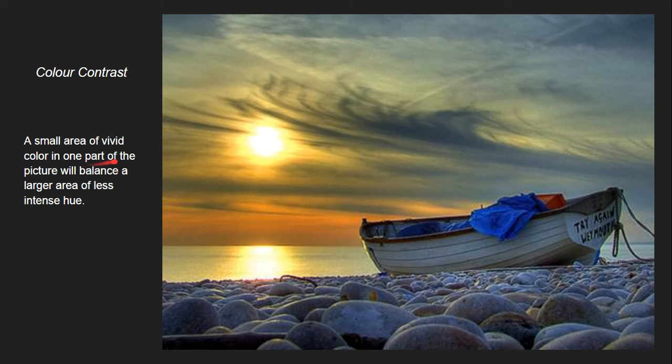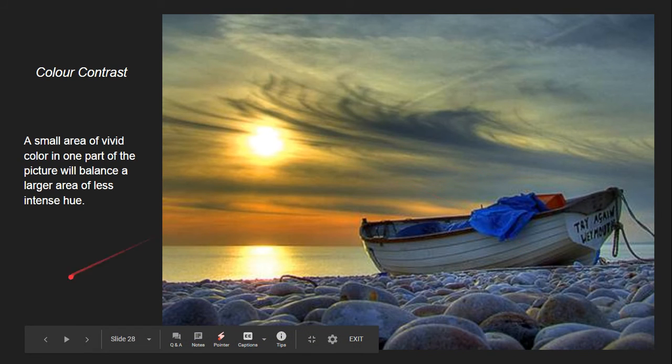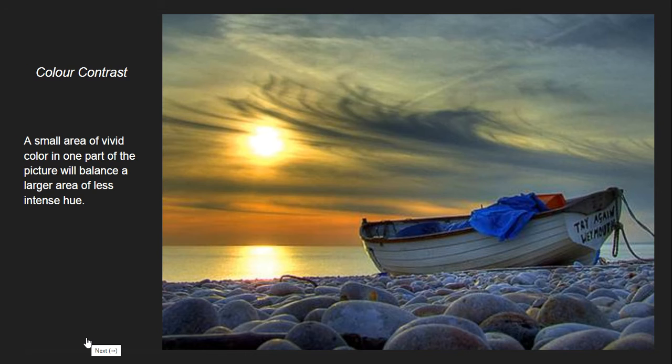Small area of vivid color in one part of the picture will balance a larger area of less intense hue. Again, vivid color, less intense hue, balanced. Not hard to look at both sides and see the picture for what it is.